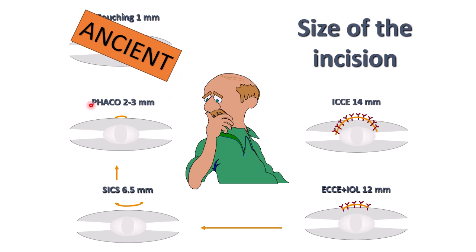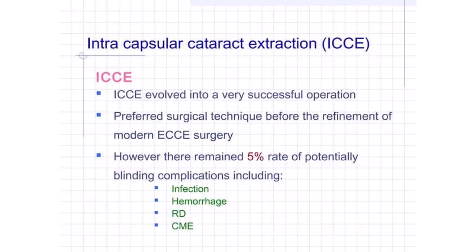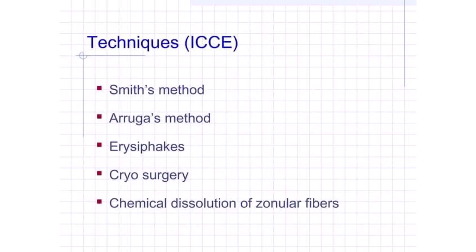And finally, there was phacoemulsification, in which a tiny 2 to 3 mm incision is used, and the emulsification machine, using ultrasonic energy, does most of the job. Intracapsular cataract extraction at the time evolved into a very successful operation, and before the refinement of modern extracapsular surgery, it was the preferred surgical technique. But then there was a high risk of potentially blinding complications that have been mentioned here.